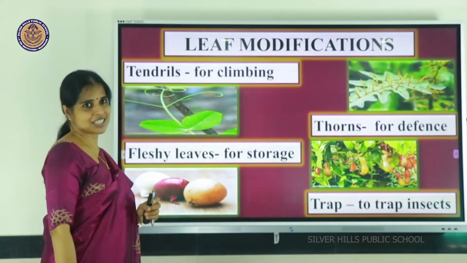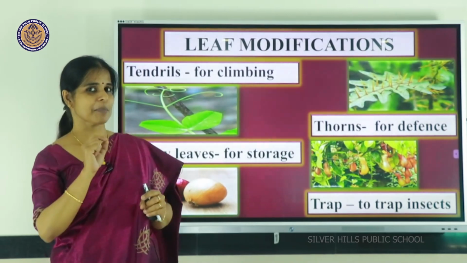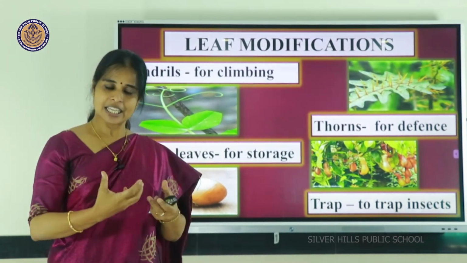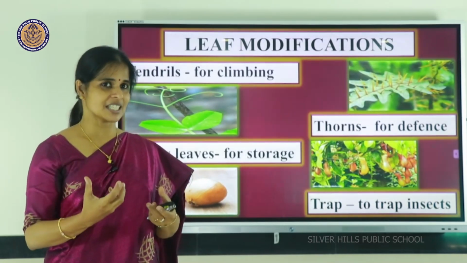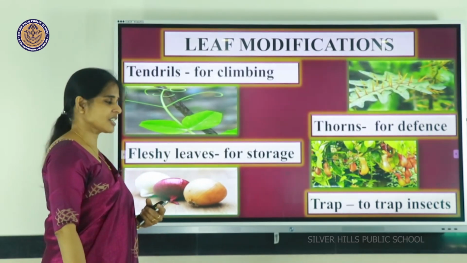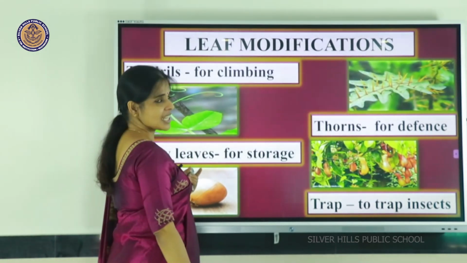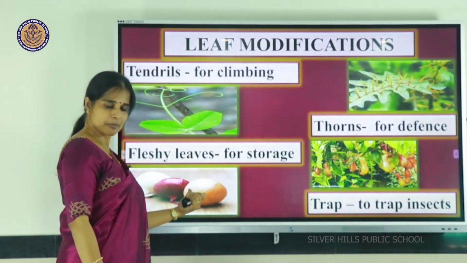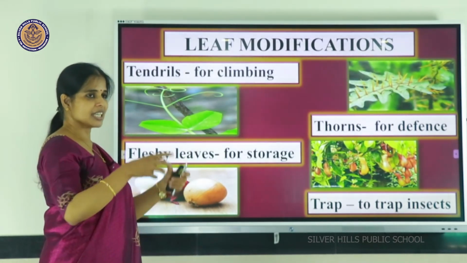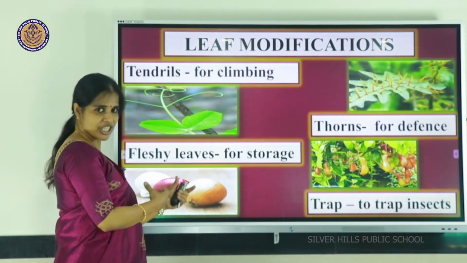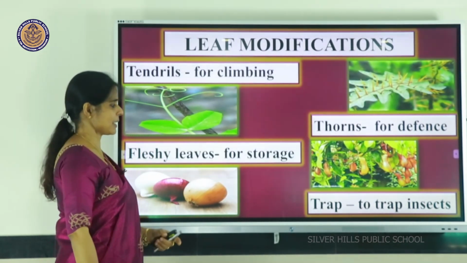Fleshy leaf formations take place for the underground stem modification, as in the case of onion, garlic, etc. The scaly leaves present in it are for the storage of food, and the fleshy leaves are generally for storage purposes. That is again a leaf modification. But the stem is modified in the form of a bulb, and the leaves are formed on it in a rosette form. Those are fleshy leaves where the storage is taking place.